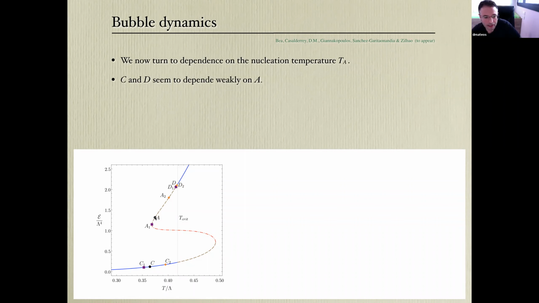For example, here I'm showing you three different choices for A: A, A1, and A2. And all the corresponding Ds are all here, so they vary very little. And the C changes a little bit more, but not much.